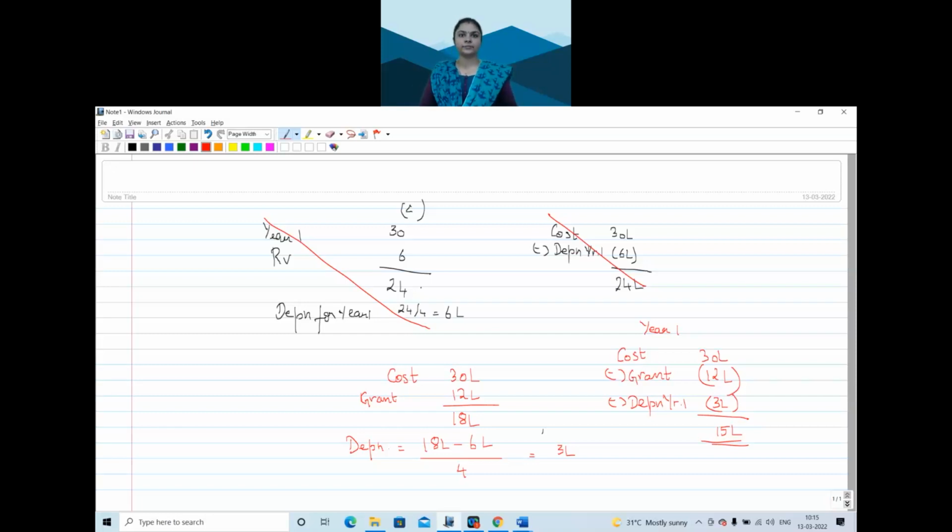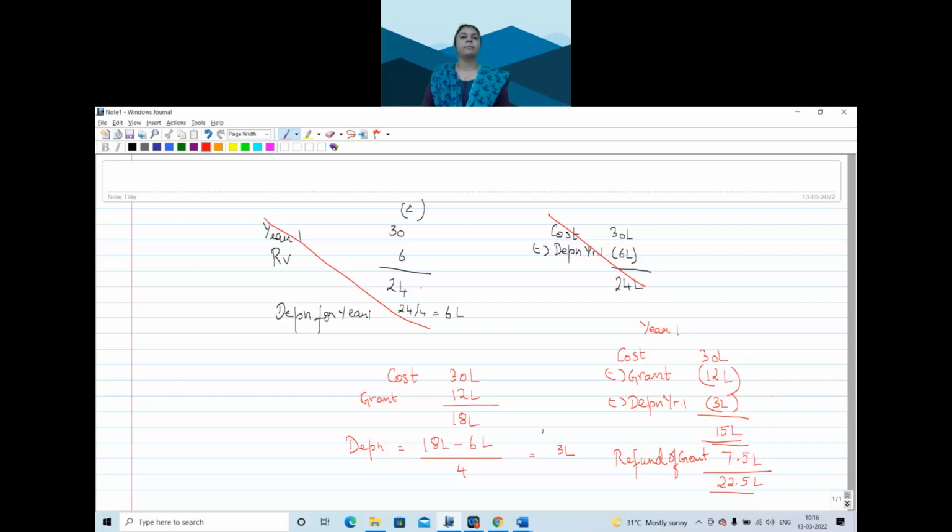Right? Now, refund of grant. What is the amount of refund of grant? 7.5 lakhs. So add 7.5 lakhs. 15 lakhs plus 7.5 lakhs gives you 22.5 lakhs. Now this 22.5 lakhs becomes your revised book value.